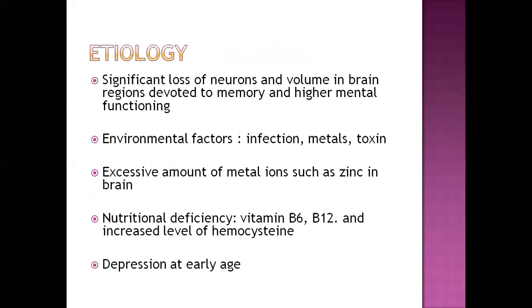Etiology of dementia: significant loss of neurons of the brain due to any cause. Environmental factors like infection, for a long time untreated infection can cause dementia. Metals, when harmful toxic metals are exposed in the body, that can cause dementia. Toxins, anything that is toxic to the blood, if exposed to the body for a long time, can cause dementia. Excessive amount of metals such as zinc in the brain. The brain does not require too much amount of many metals. If that is present in excessive amount, that might cause dementia.